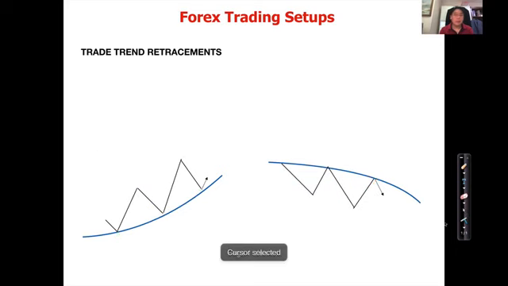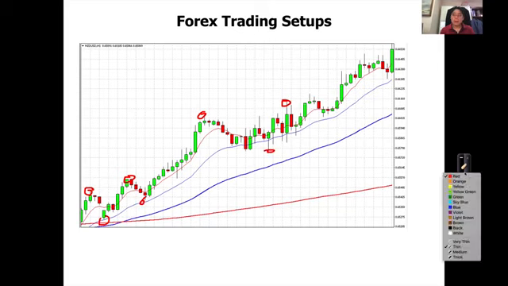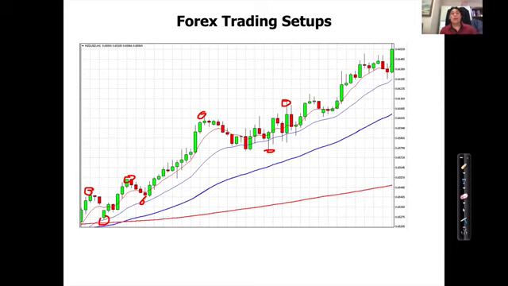Well, let's take a look at the charts. Here's an example: New Zealand dollar on a very strong uptrend. Again, you can see the series of higher highs and higher lows. So again, you enter when it dips, when it breathes in, and finds support at the moving average. So this would have been a very good entry.